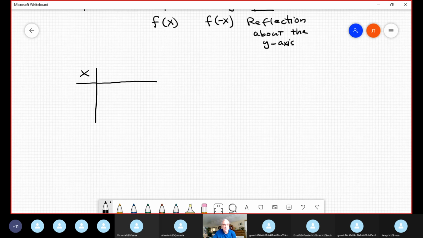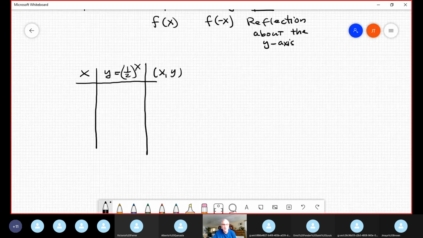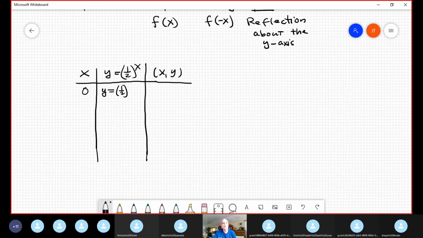X, y equal 1/2 raised to the x power, and the point x comma y to plot the point. And again, we start at 0. Y is equal to 1/2 raised to the 0 power. It's 1, because I don't care about the base. When you raise any number to the 0 power, the answer is 1. And it's the confirmation that it's a universal point, 0, 1.